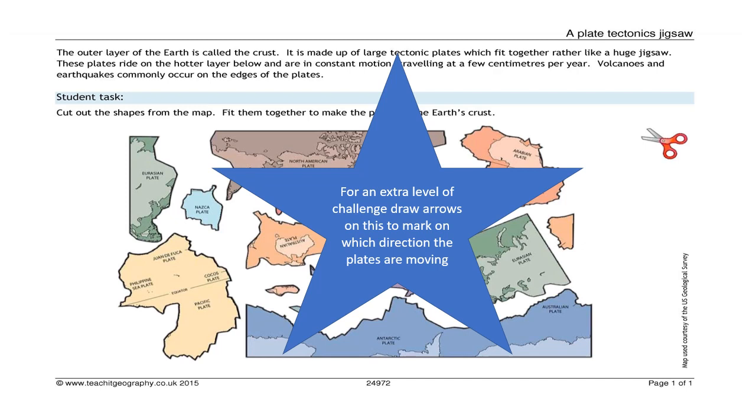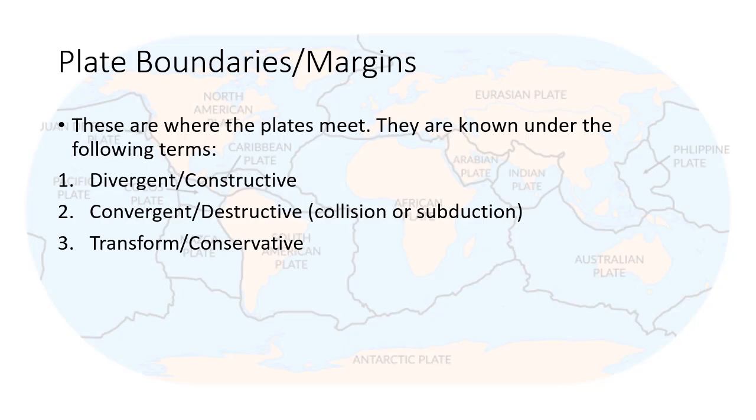But also add the arrows to show whether they're moving towards one another or away from one another, or to transform the conservative plate margin where they're moving sideways. So I mentioned earlier on that these are the main plate boundaries: divergent or constructive, convergent or destructive in their collision or subduction, or transform conservative.